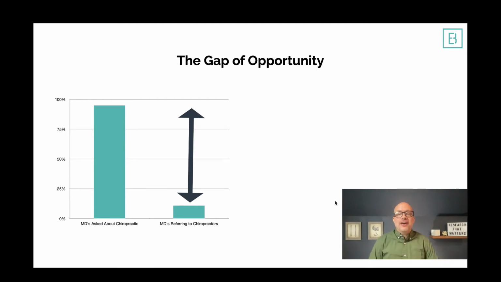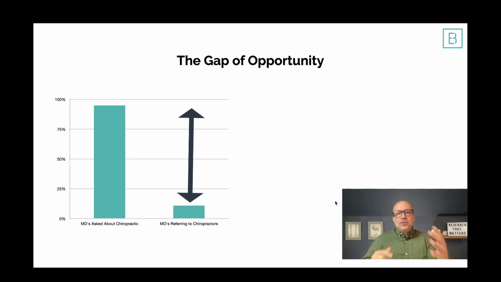Yes, you heard that right. Over 95% of medical doctors are asked about chiropractic, yet only about 10% have ever referred to a chiropractor. That's the bad news. The good news is that gap is your opportunity.